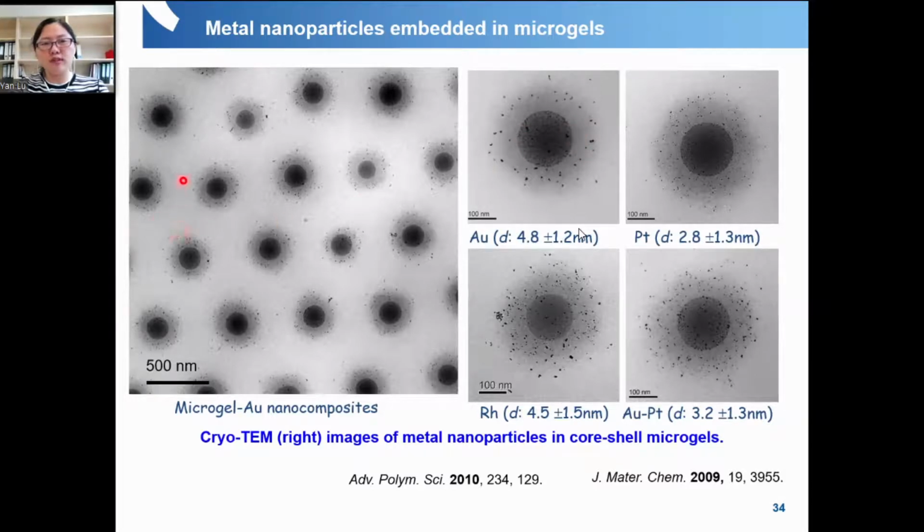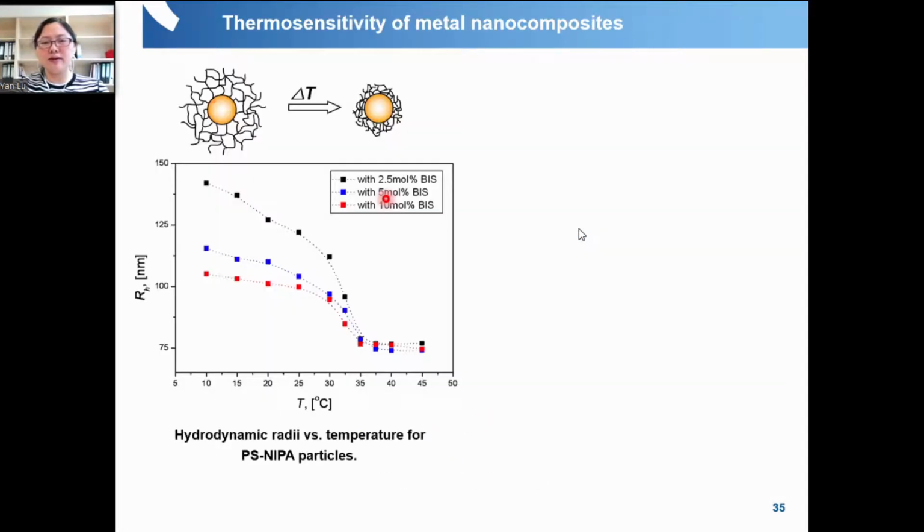And you do not see any nanoparticle in the solution. Yeah? So this is also a kind of proof. So microgel particles can be used as a very good carrier system or template system for the deposition of metal nanoparticles. And so this is like the thermosensitive behavior of the microgel template.